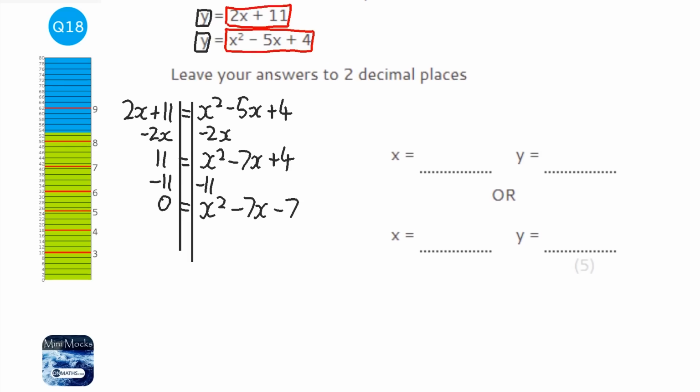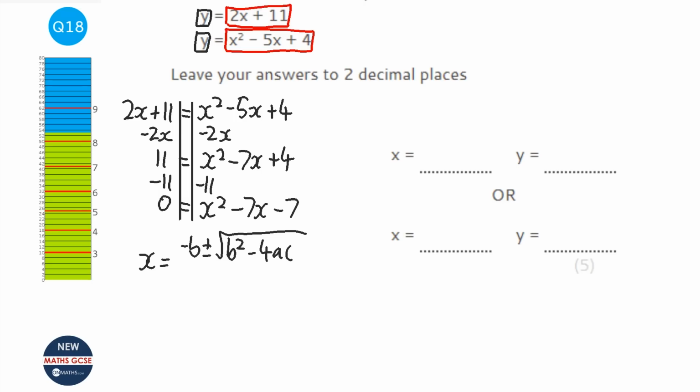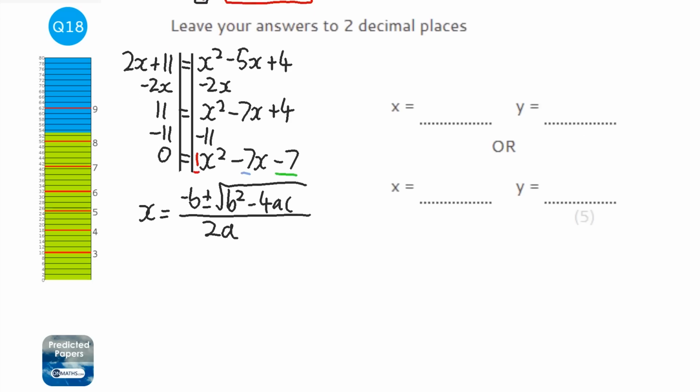Okay, so at this point we're looking at either factorizing, which I doubt is going to work, or using the quadratic formula. I think we're going to need the quadratic formula for this, so we need to remember what the quadratic formula is. So minus b plus minus square root of b squared minus 4ac over 2a. We've got a is 1, b is minus 7, and c is also minus 7.